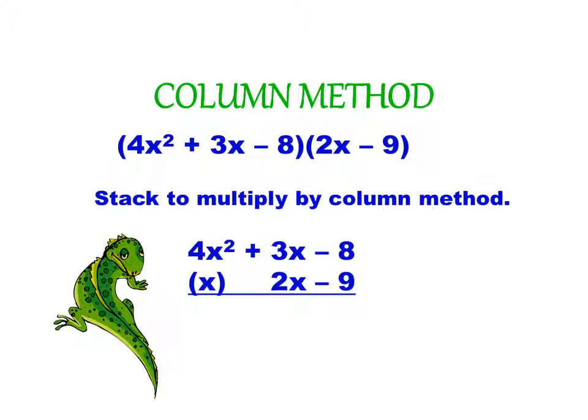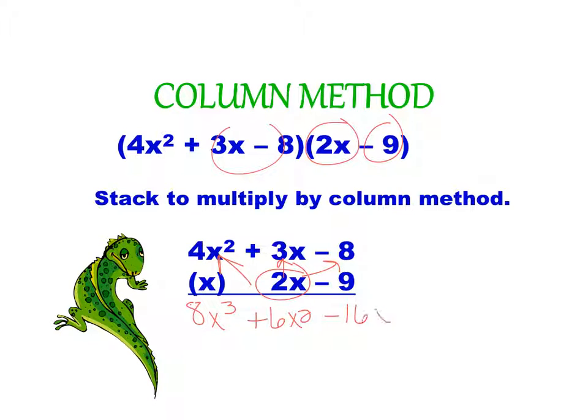Alright, now we're going to try this by the column method. Basically, it's the same thing. You're just distributing everything here, whichever way you want to go, to everything in the second parentheses. So, let's see. I'll just take this 2x and I'll distribute it first. So, I'll multiply my coefficients, rewrite my base, add my exponents, distribute it, plus 6x squared and minus 16x.